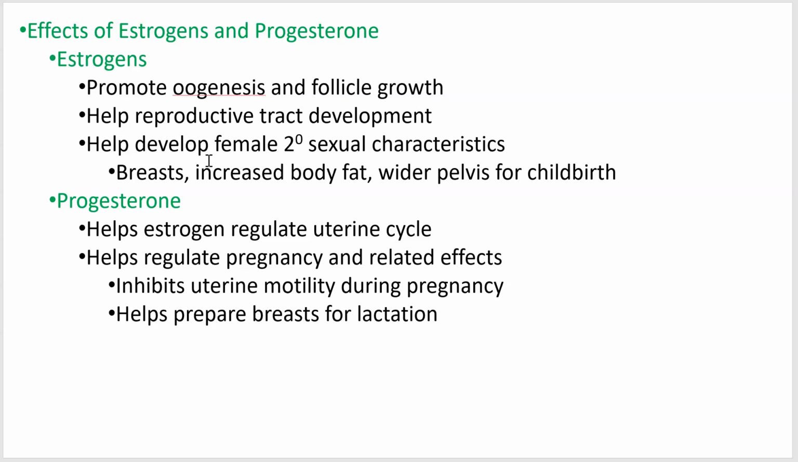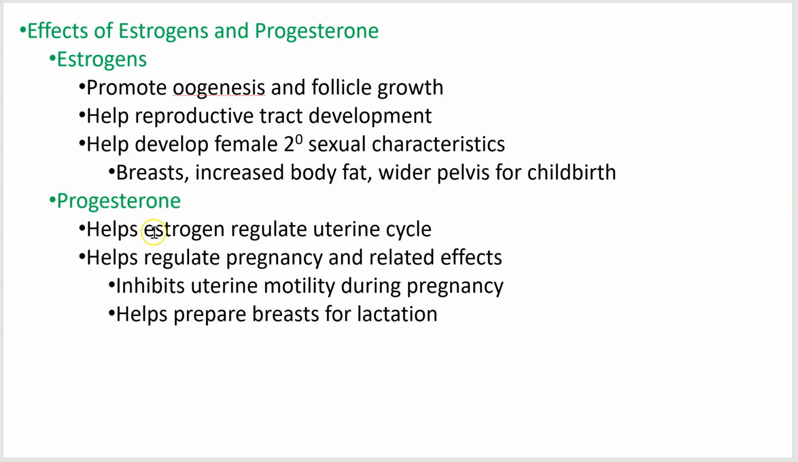Here's what they do. Estrogens, and there are several different individual molecules that fall in that class, but we'll just learn them as estrogens. These promote oogenesis and follicle growth. They help the reproductive tract develop as a child, and they help you develop your female secondary sexual characteristics in the absence of testosterone, which include breasts, more body fat, and a wider pelvis, because the kid's going to have to get out somehow.